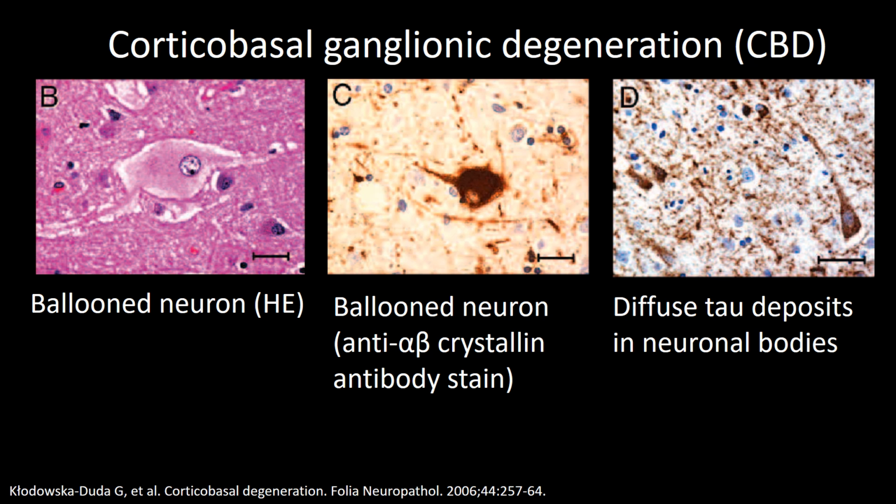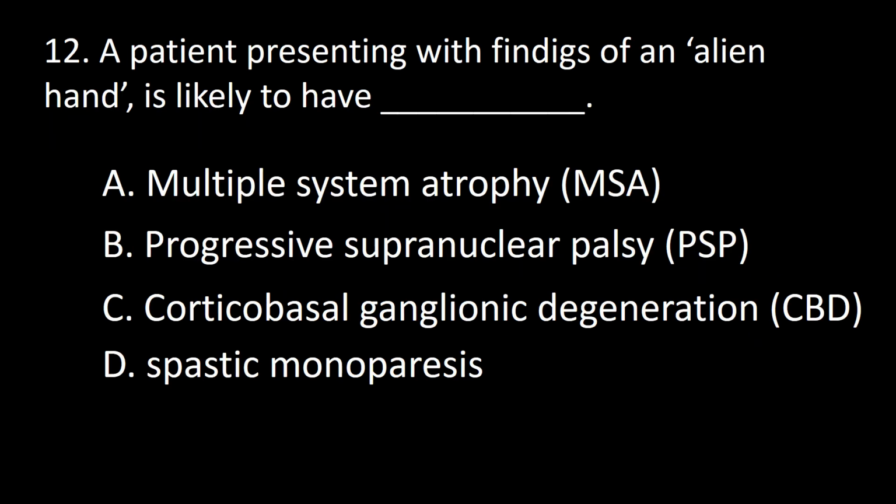In addition, we also find diffuse tau deposits in neurons. So the answer to this question is C.